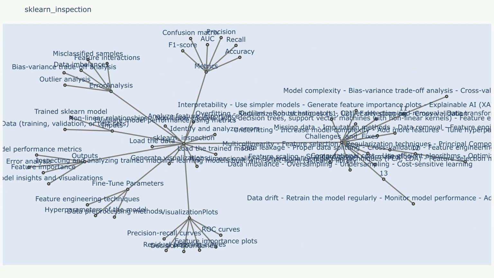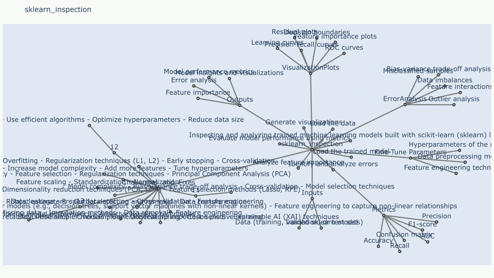Challenge 1: overfitting. The model performs well on the training data but poorly on unseen data. Sample use case that resulted in challenge 1: a model trained on a limited dataset with complex features might learn patterns specific to the training data, leading to overfitting. Fixes to challenge 1. Use regularization techniques (L1, L2) to penalize complex models.